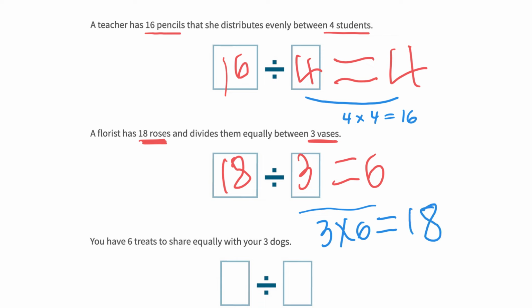Okay, last one. You have 6 treats to share equally with your 3 dogs. What's the division sentence? 6 divided by 3. There's 3 dogs, so how many treats does each dog get? 2. Excellent. And can you check your answer? 3 times 2 equals. What's 3 times 2? 3 times 2 equals 6. Excellent work.